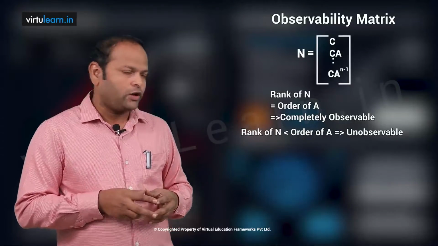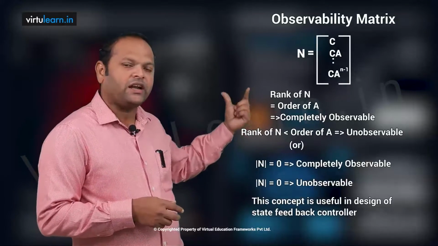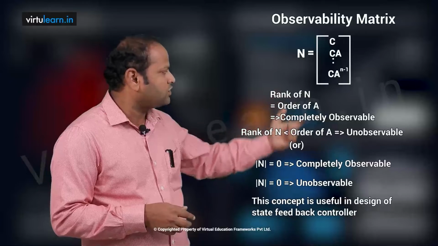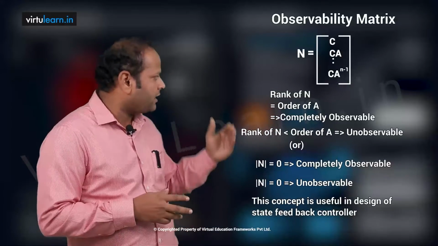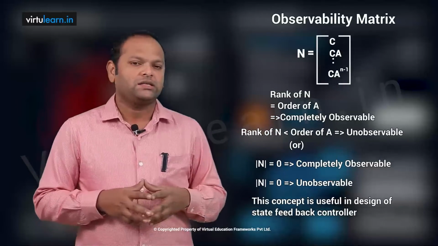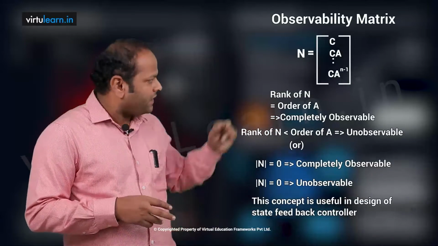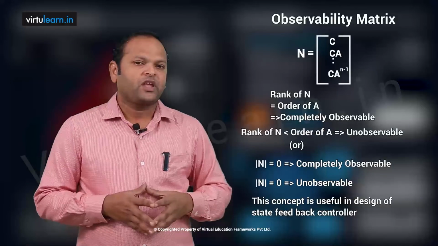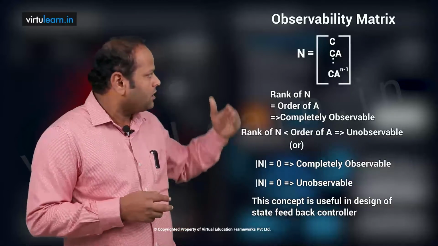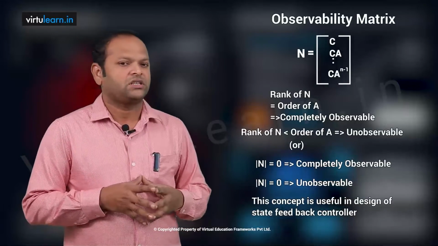The other way you can do it is to take the N matrix and find the determinant of N. If the determinant of N is equal to 0, it is unobservable. If the determinant of N is not equal to 0, then the system is observable. Again, the concept of observability can be used to design state feedback controllers of the system.